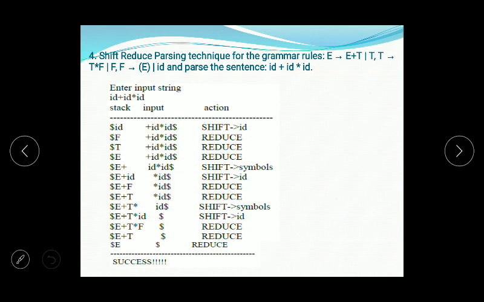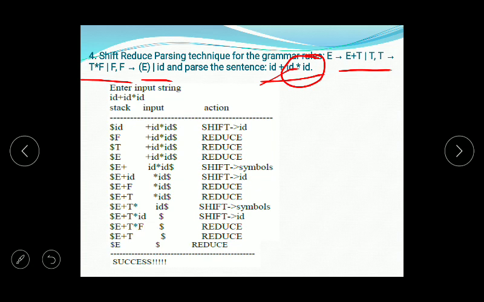Here in this example, the grammar is given as E gives E plus T or T, T gives T star F or F, F gives ID or parenthesized E. And the sentence, that is the string given, is ID plus ID star ID. Here, we know the precedence rules of mathematics, isn't it? So, whenever a string is given like this without any parenthesis, this ID star ID must be reduced first. I mean, it is evaluated first, and then it is going to be added to ID. So, we must take care about this also.